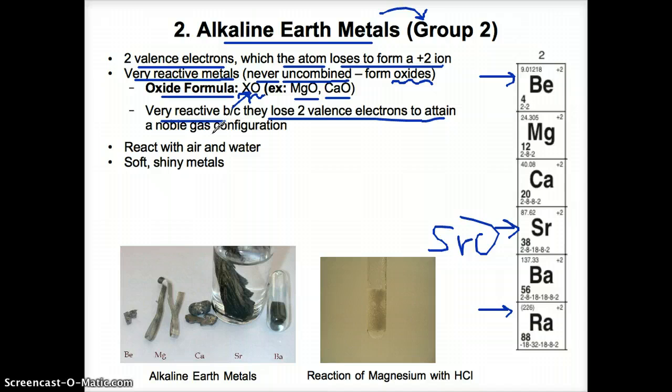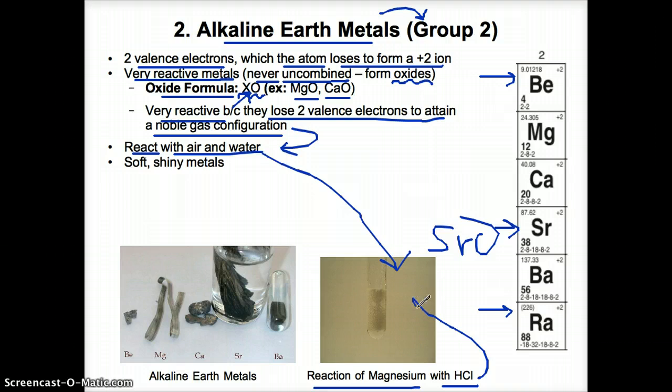And alkaline earth metals tend to be very reactive because they lose two valence electrons and they're so close to their octets to attain a noble gas configuration really quickly. As a consequence of this explanation, alkaline earth metals will react with air and water very readily. Also, some alkaline earth metals like magnesium will react very readily with hydrochloric acid. All right. Finally, alkaline earth metals are very soft, shiny metals like you see down here for Be all the way to Ba.